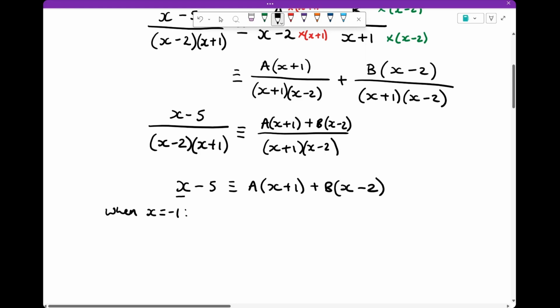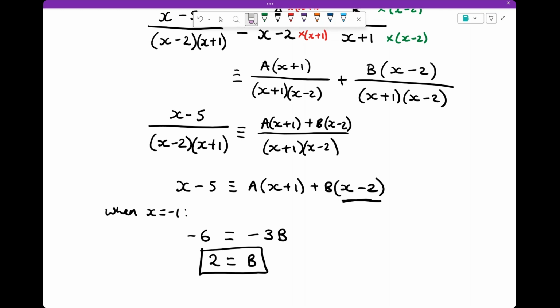So on the left-hand side, we would have negative 1 subtract 5, so that would be negative 6. And that's going to be equal to, when I substitute negative 1 onto the right-hand side, as I've already discussed, if I put negative 1 into this bracket, I'm going to get 0. So I'm going to end up with 0a, which is just 0, so we can ignore that term and just focus on my other term. Now when I substitute negative 1 into this bracket, I would have negative 1 subtract 2, so that would give me negative 3. So I'm going to end up with negative 3 lots of b. So now I can use this to obtain b by dividing by negative 3 on both sides. So I would get that b is equal to positive 2.